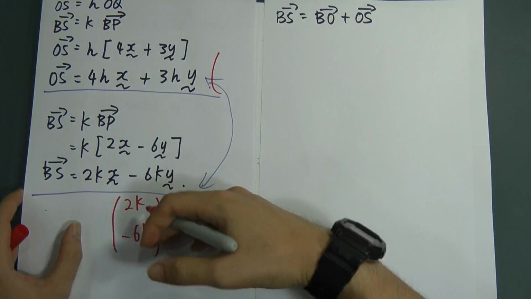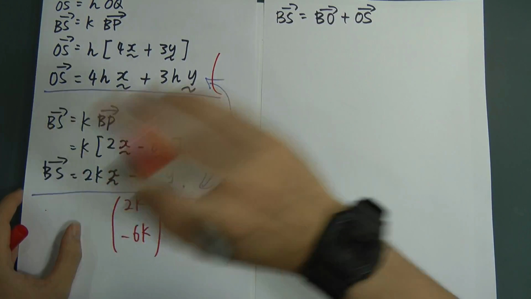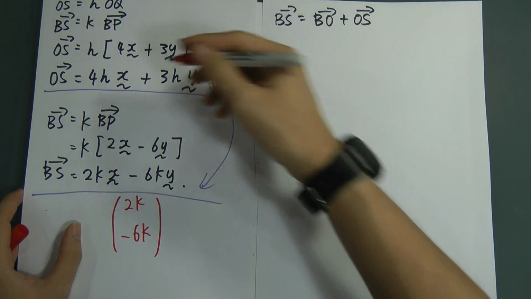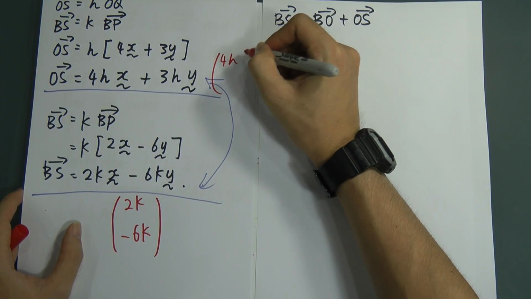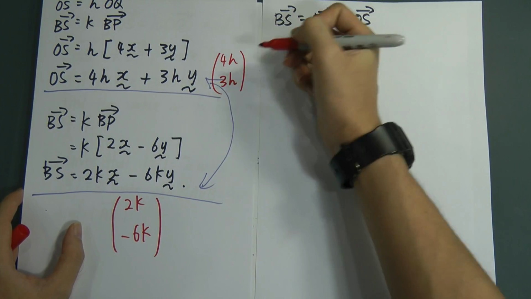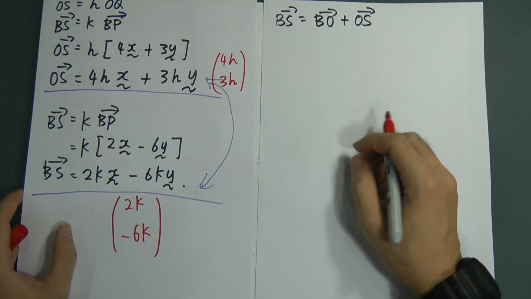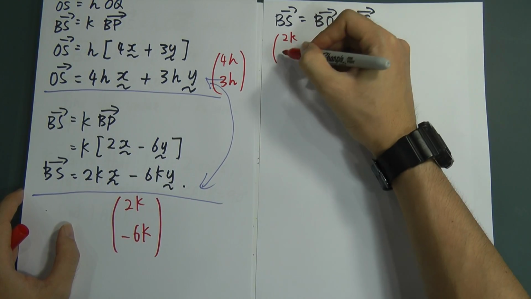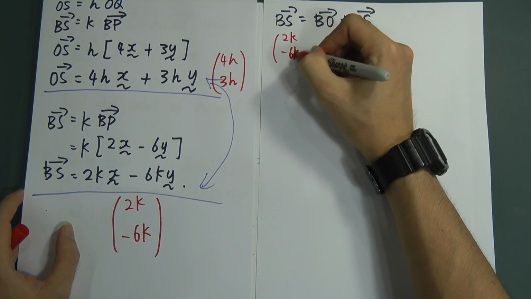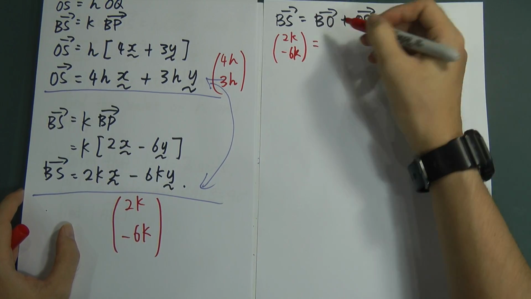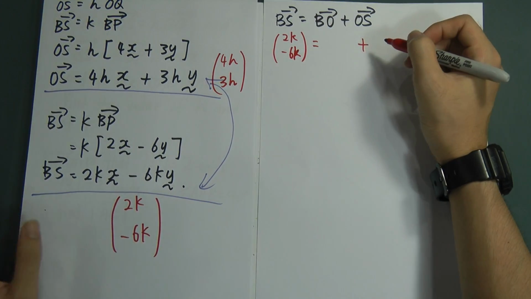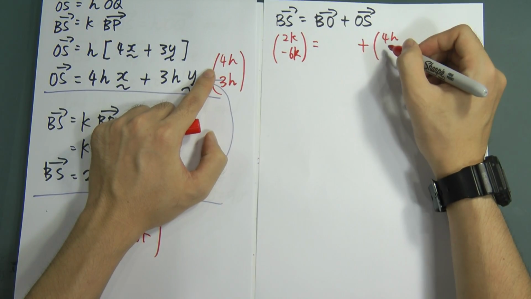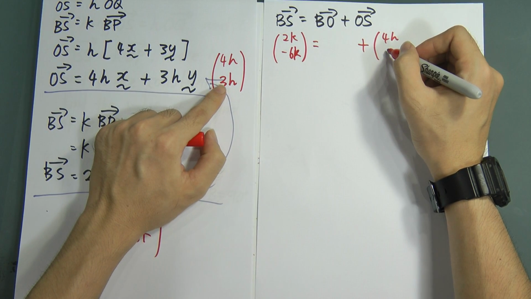I write this one in a column also. You can do it in a column or in an equation, but the column makes the solution much simpler. So for this one, x is 4h, y is 3h. I do it in a column to make it easy to understand. So BS is 2k, negative 6k, equals this one later plus OS. What is OS? 4h and 3h.